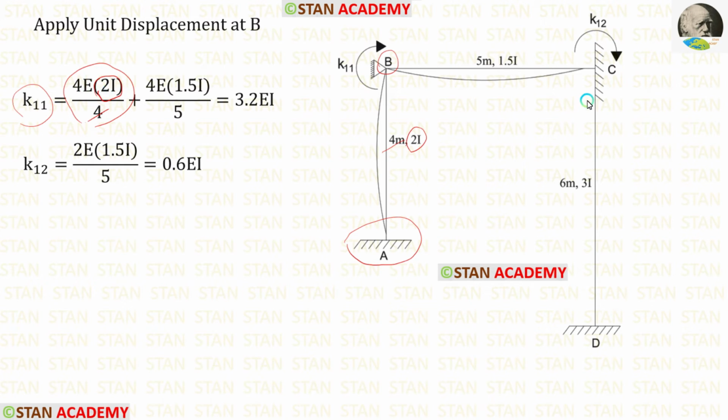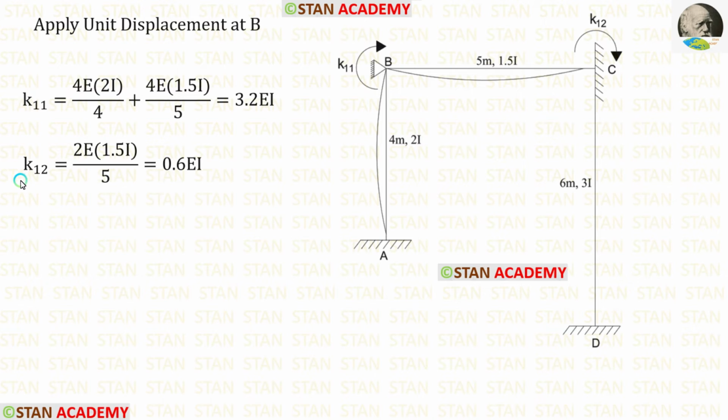Now let us look at the other end C. In the point C also there is a fixed support. So we have to apply the same formula 4EI upon L. Length of BC is 5. Let us apply that. The moment of inertia for BC is 1.5I. So instead of I, we have to apply 1.5I. For K11, we have to add these two values. After adding, we are getting 3.2EI.